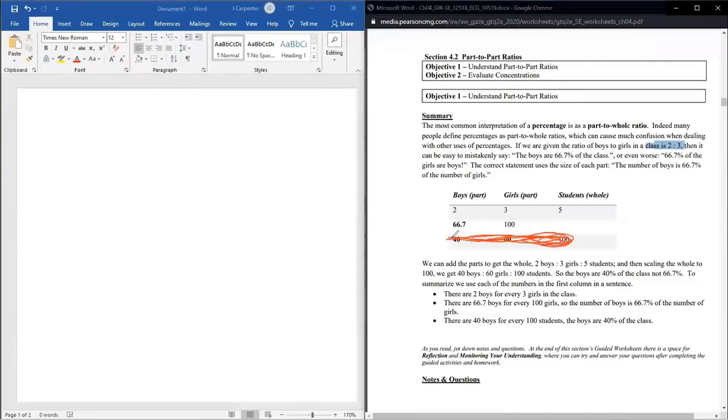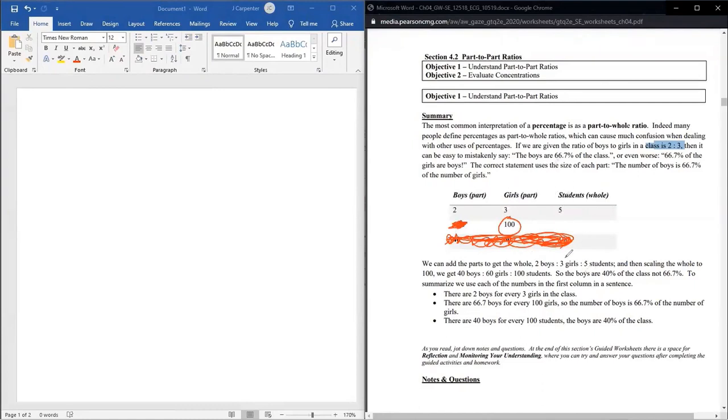All right, so I'm going to ignore this row for just a few minutes. But what they have done here is they have scaled the number of girls to 100. So we don't have this number for now. Let's pretend like we didn't see that. So this is what we know. We know it's 2 boys for every 3 girls, and we're just going with the classic boys and girls. So 5 students in total. For every 2 boys, 3 girls, 5 total. So if there were 4 boys, there'd be 6 girls, and there'd be 10 students total.